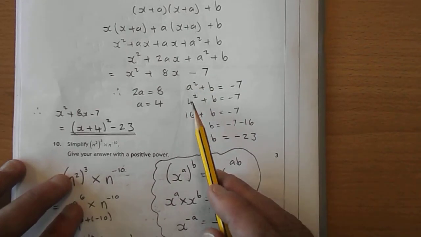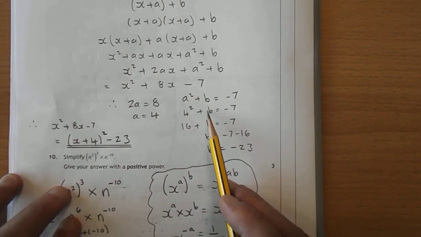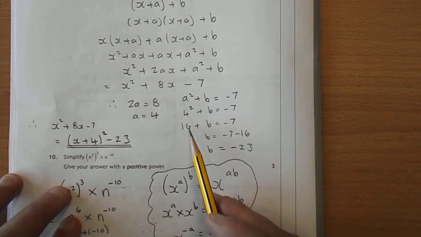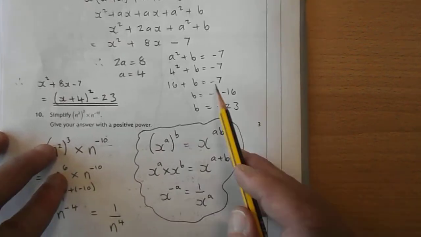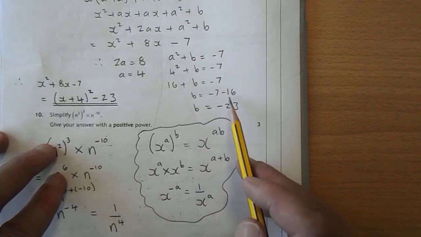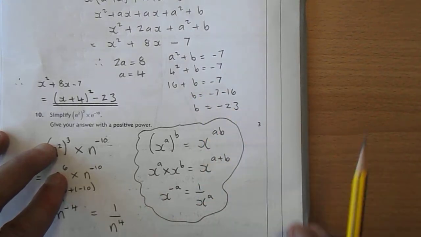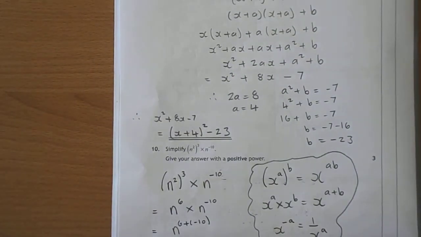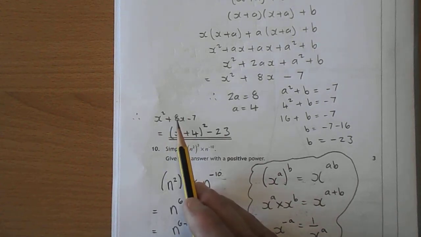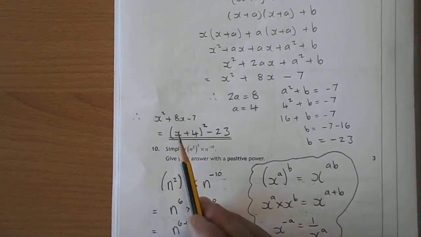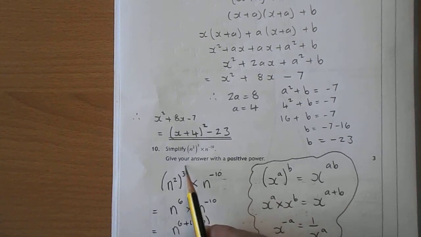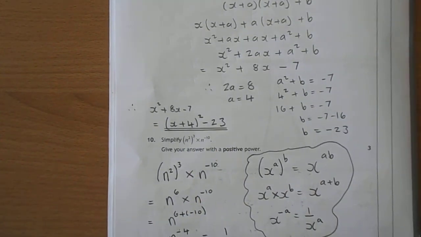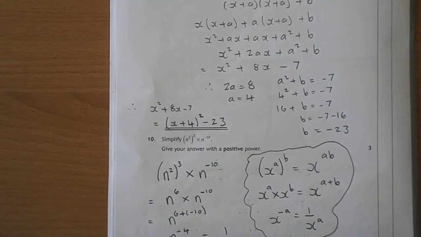We now know what a is, it's 4, so 4 squared plus b is minus 7, 16 plus b is minus 7, so minus 7, put it over, take 16 is minus 23. So, squeezing that in here, you've got x squared plus ax take 7 is x plus 4 squared take 23. Okay, and that's one way of doing it.